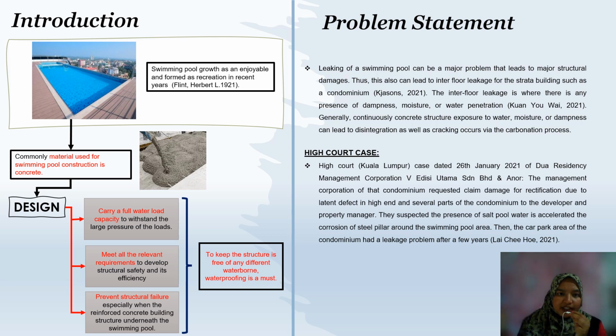Introduction. Concrete is a common material used in swimming pool structure. However, the design of concrete must be able to carry the load capacity of water, meet all the requirements and prevent structural failure. Thus, waterproofing is a must to protect the structure from waterborne damage. The problem statement is that leaking of swimming pools can be a major problem that leads to major structural damage or interfloor leakage for strata buildings such as condominiums.